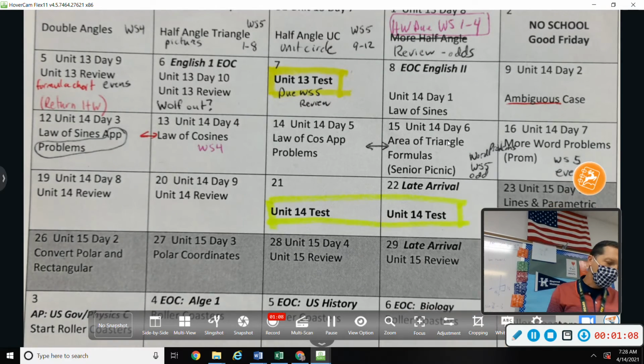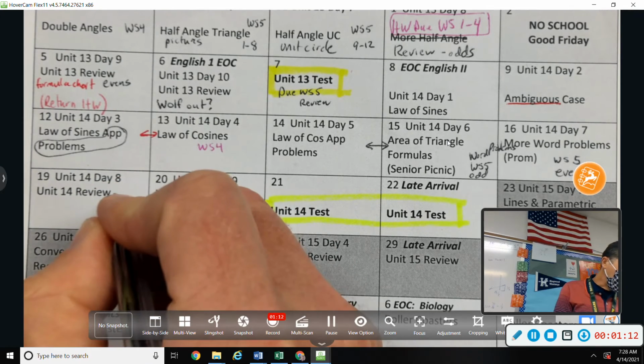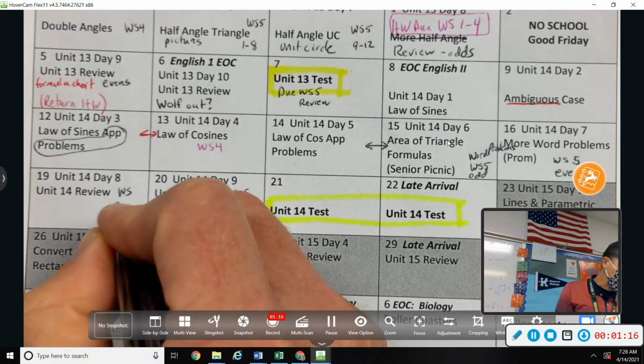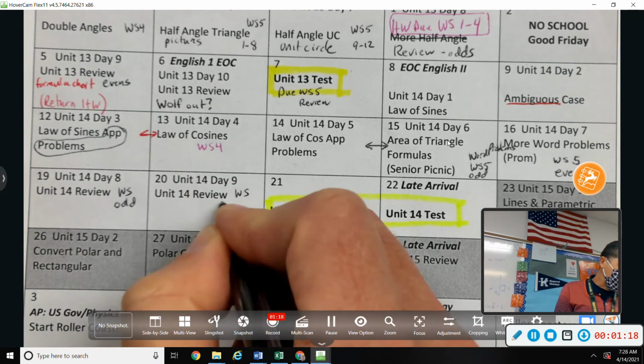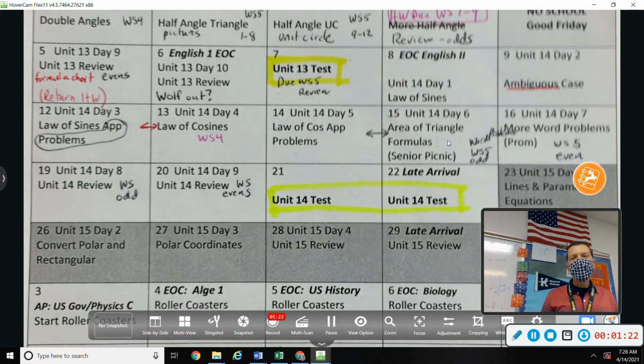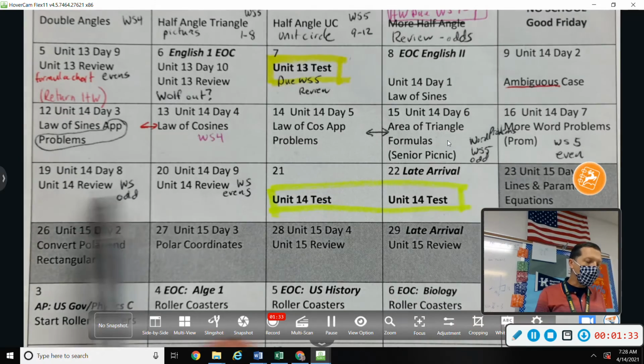I'll have answers posted. And then Monday and Tuesday, they're both review days. And I would just say the same thing. Say that Monday is your day to do the odds. Tuesday is your day to do the evens. And then we'll test on the next day. Again, if you've got stuff going on this weekend because you're a senior or because you're virtual or because any other reason, you already know how to do all of those days.